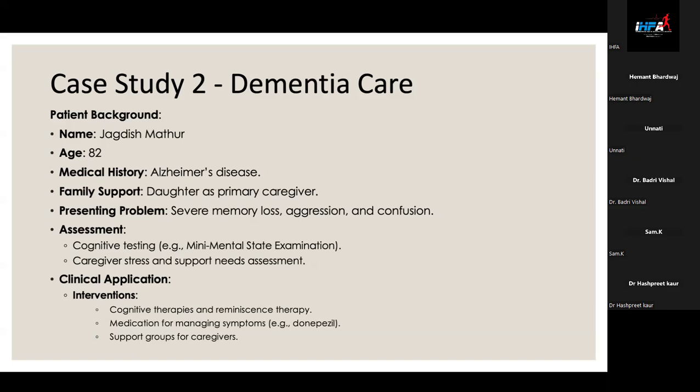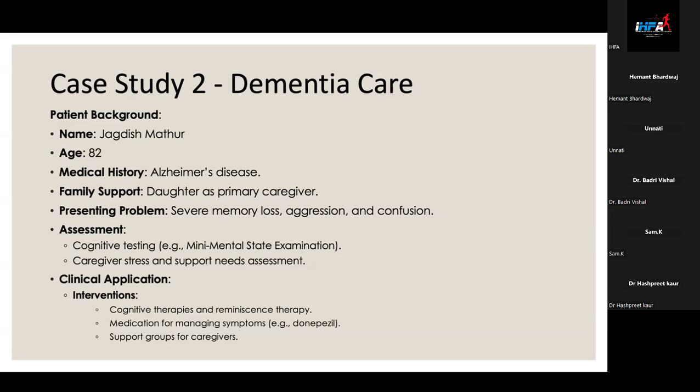So the presenting problem was severe memory loss, aggression, and confusion. In the assessment, we went with the Mini Mental State Examination for the cognitive testing, and caregiver stress and support, which was needed for the assessment. Okay, because the caregiver was also under stress, as I told you, she was also having her own family, so she was trying to manage everything with the job, with father's medication and management, and with the baby and husband. Although the husband was very supportive, still she sometimes got fed up and quite stressed. We need to tackle that as well.